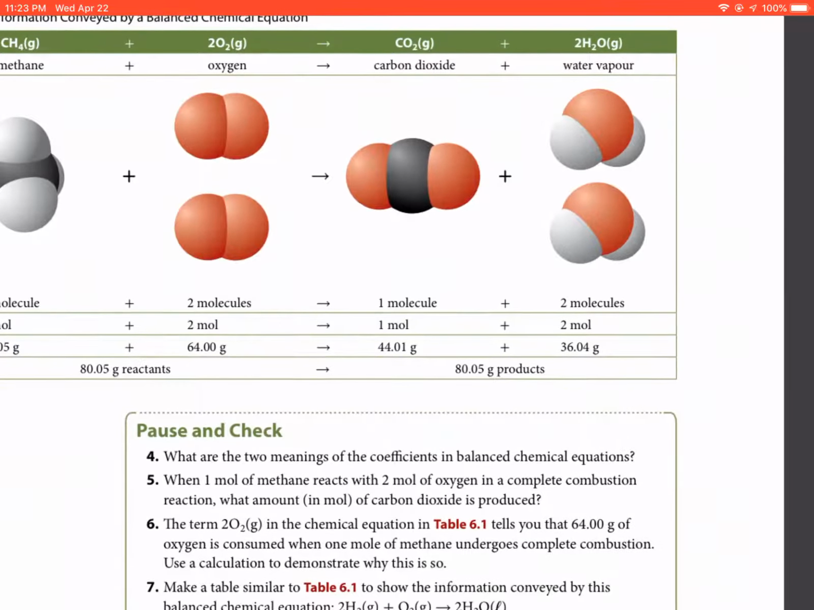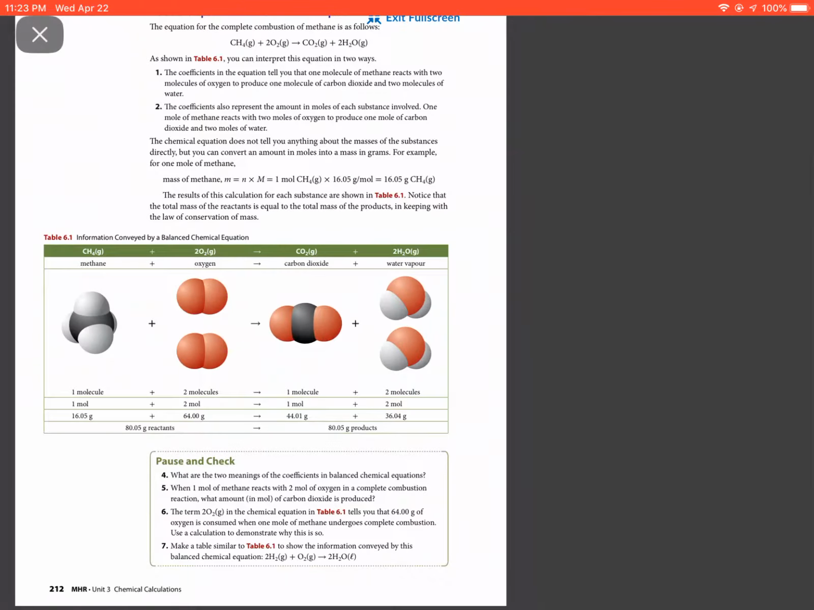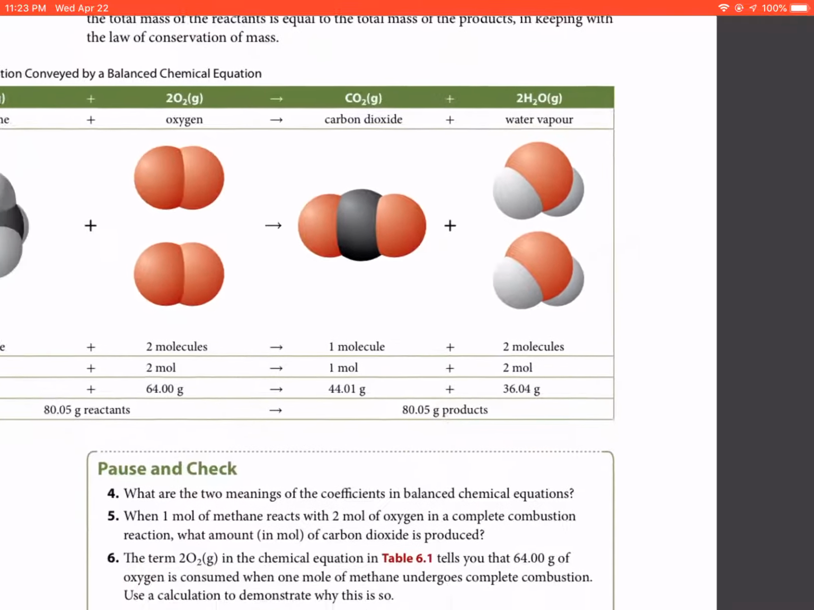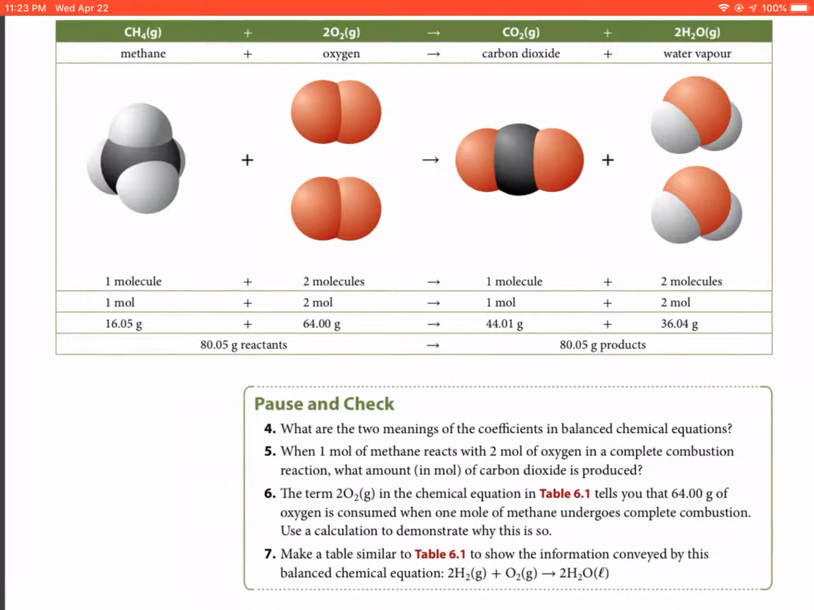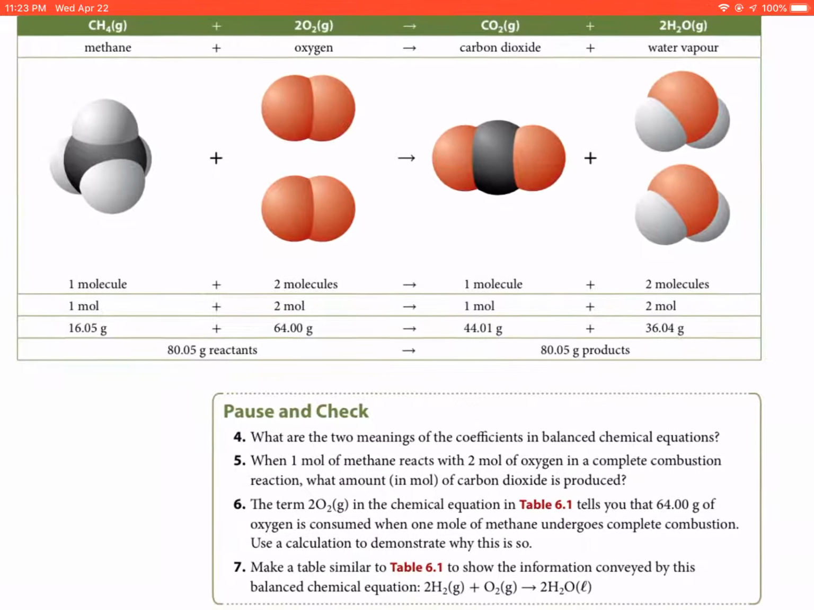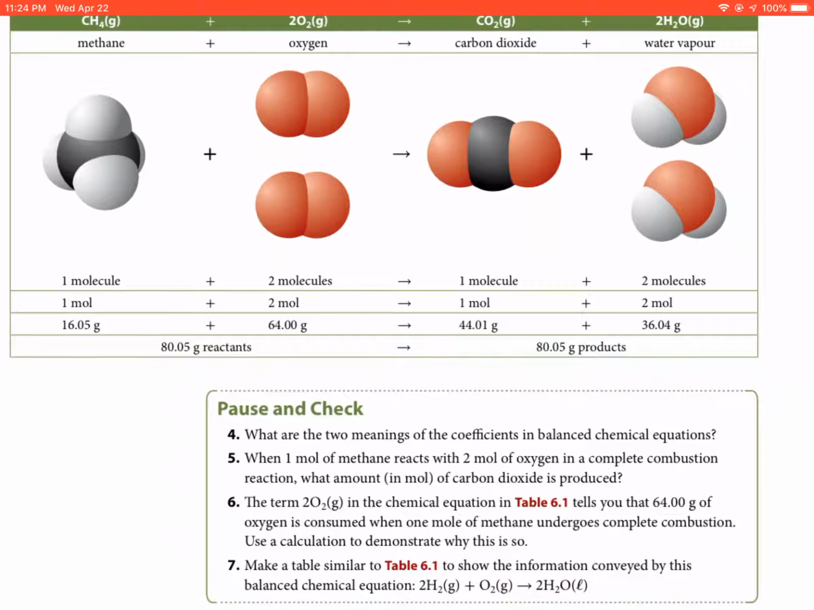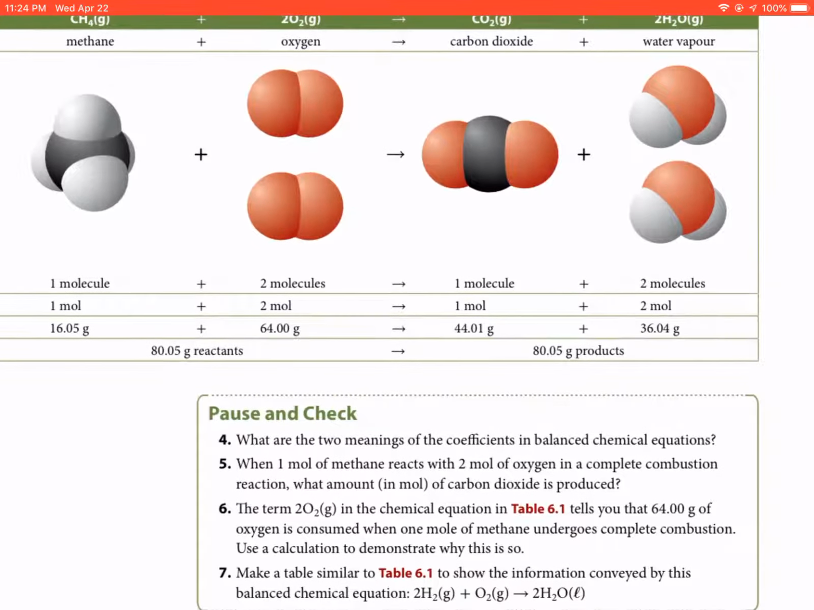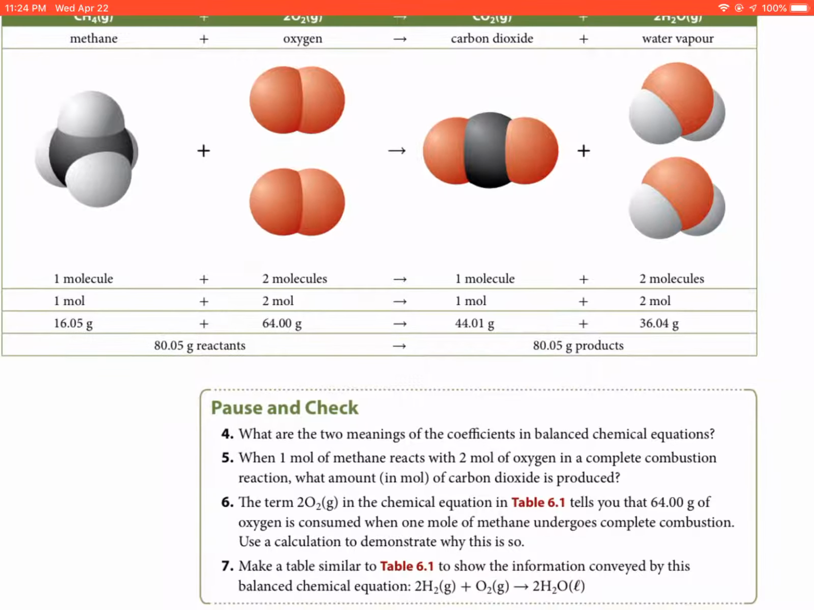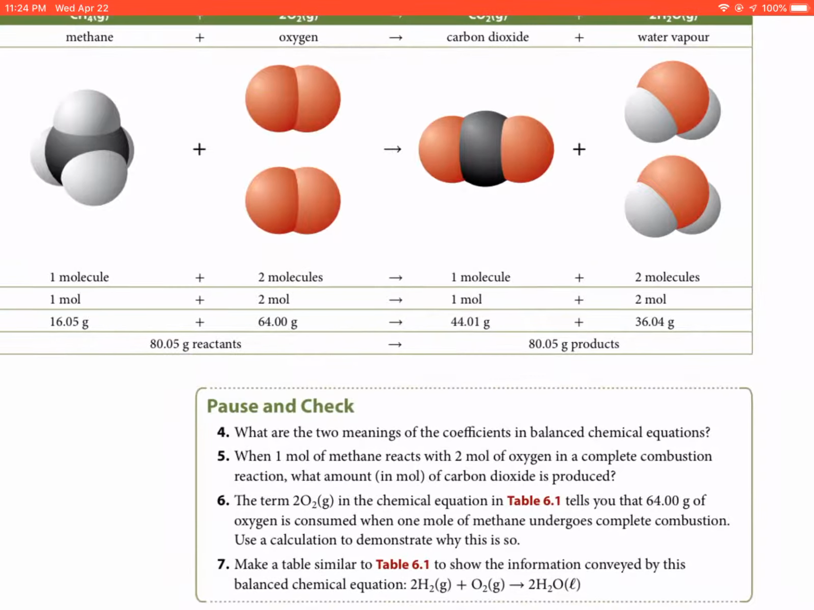And I can see from this, like I had before, that if I add up the number of grams of reactants on the left side, I get 80.05 grams. And if I add up the grams of products that are produced, I end up with 80.05 grams. Now, question 4 down there says, what are the 2 meanings of the coefficients in balanced chemical equations?